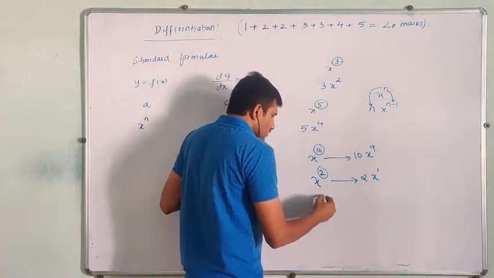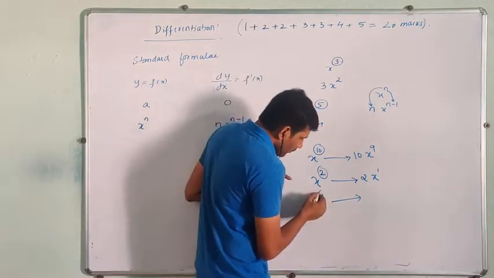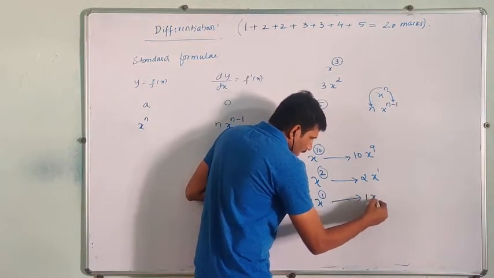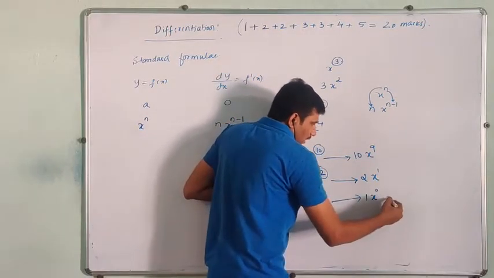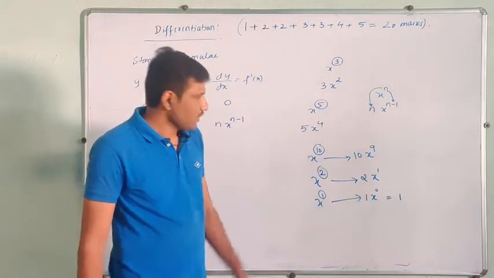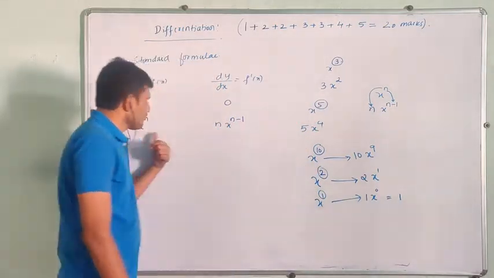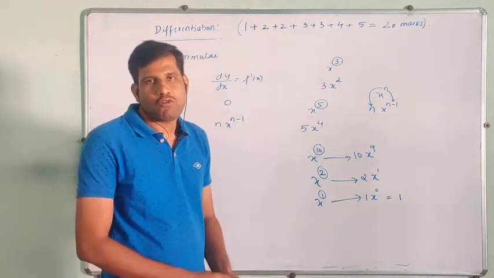So what is the derivative of x, with nothing written as power? Here n value is 1, so 1 into x raised to 1 minus 1, that is x raised to 0. Anything raised to 0 is 1. So the answer is 1. Right? So the derivative of x raised to n is n into x raised to n minus 1. This is how we can use the x raised to n formula.